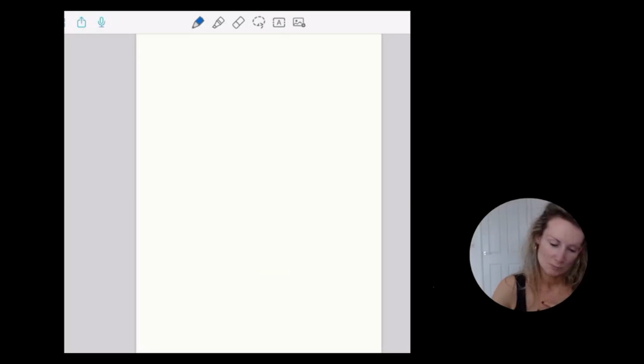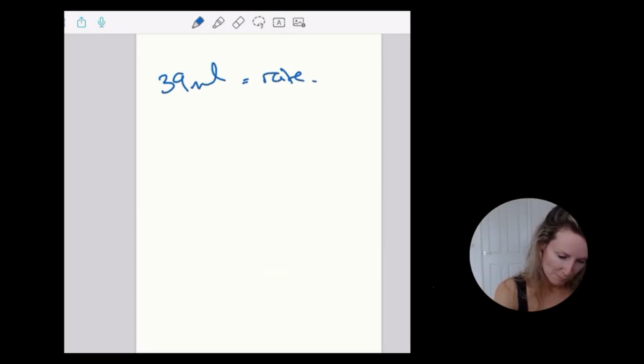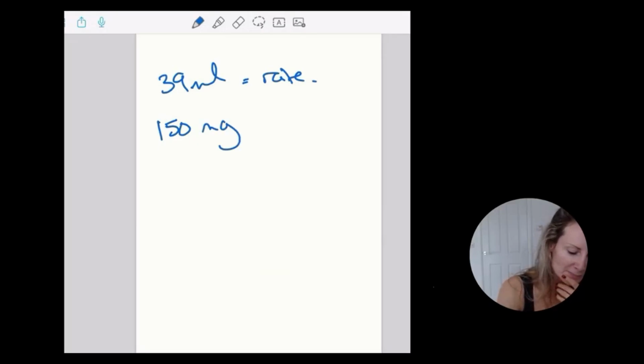So you've got on the far left corner, it's saying 39 mil for the rate. And then in the middle of the dosage, it's saying that the drug's 150 milligrams. Underneath, I could share my screen, I just don't know how to do that. Carry on. Underneath, it says the impairment dose is adjusted, and that's saying 50 mil.